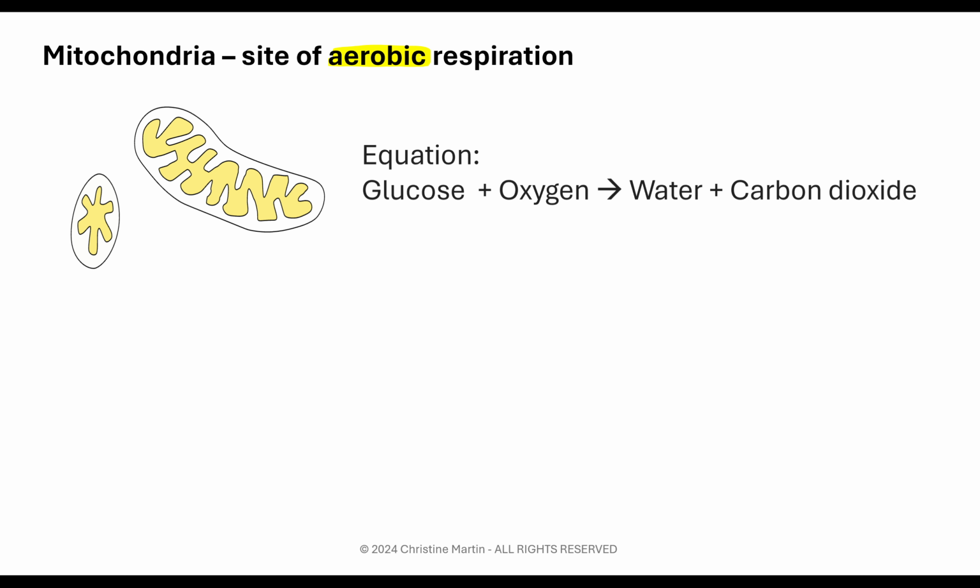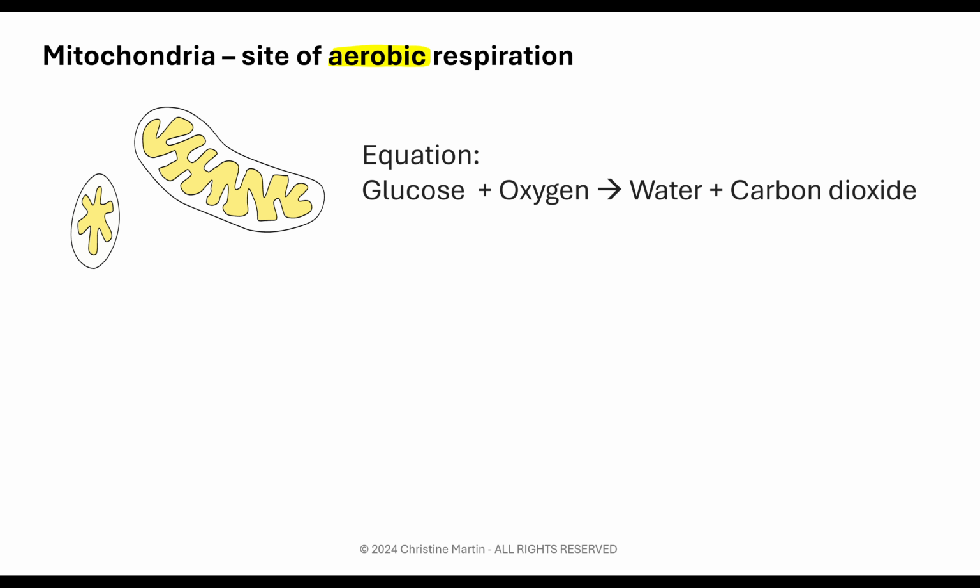So the equation that you should know is that glucose plus oxygen is going to react together and create products which are water and carbon dioxide. So our reactants for aerobic respiration are glucose and oxygen, and our products are water and carbon dioxide.